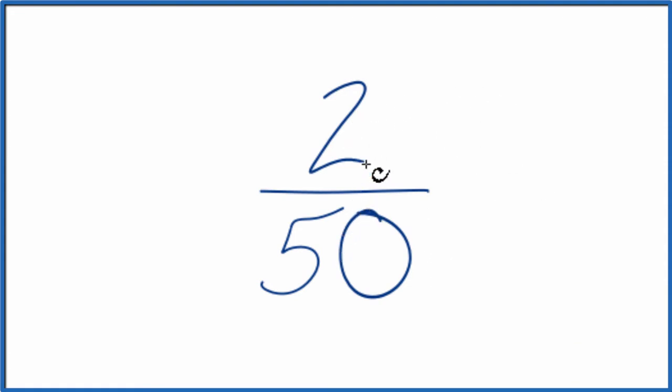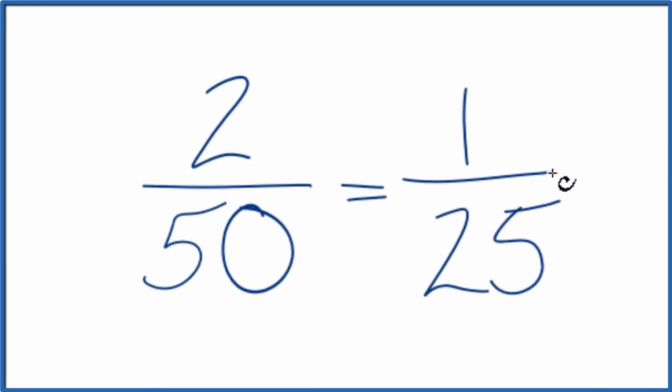So I know 2 times 25, that's 50. So 2 goes into 50, and we could divide 2 by itself. So 2 divided by 2, that's 1. 50 divided by 2, that's 25. So 2, that's our common factor. And we've reduced 2/50ths down to 1/25th, and we can't reduce this any further.